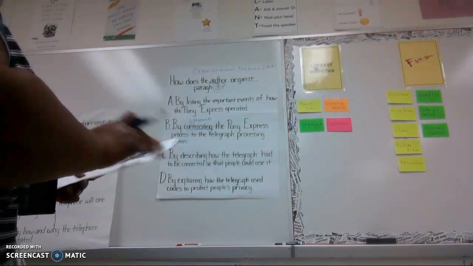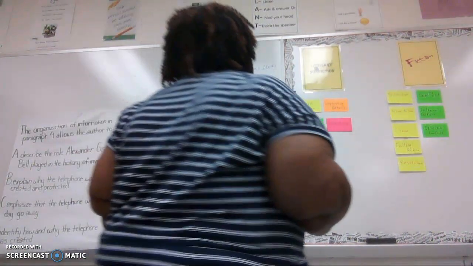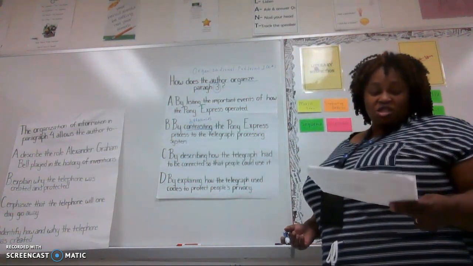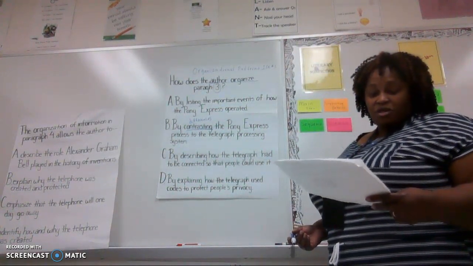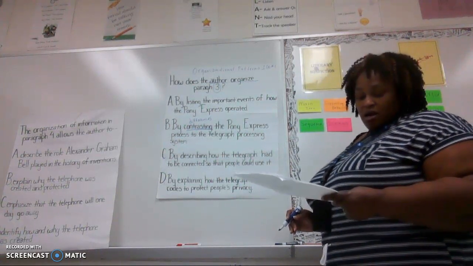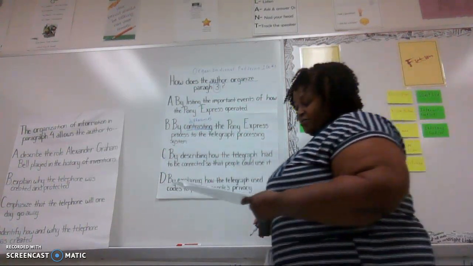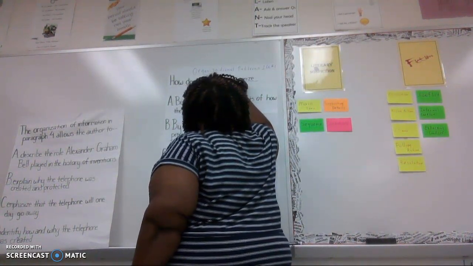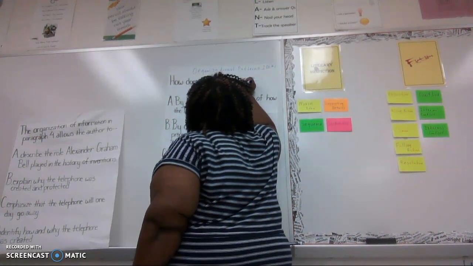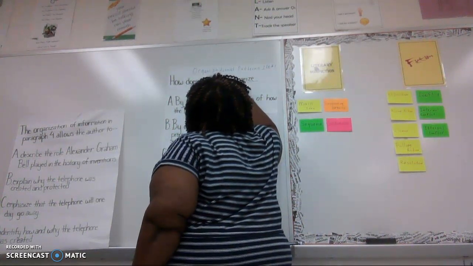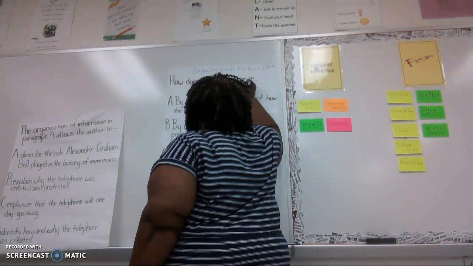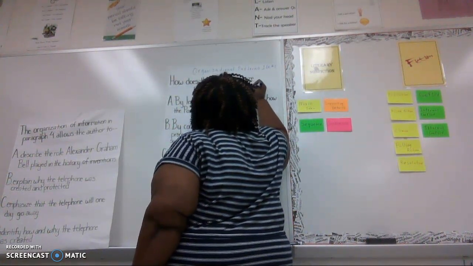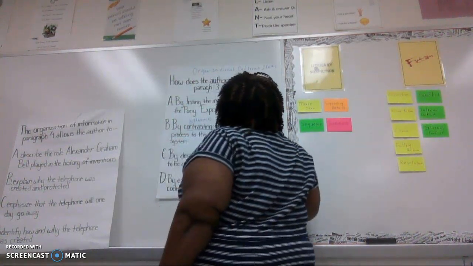Guys, first thing I'm going to do is look at my notes. That's what Ms. Brown told us to do, to always use your gist statement notes and put what you wrote here: improvements made to the telegraph. Okay.